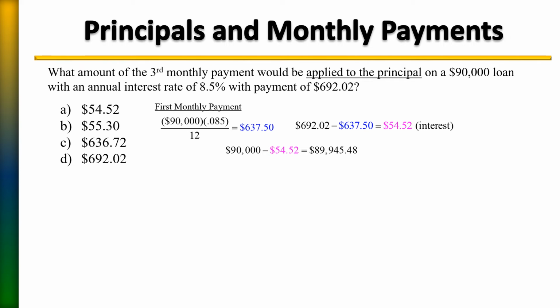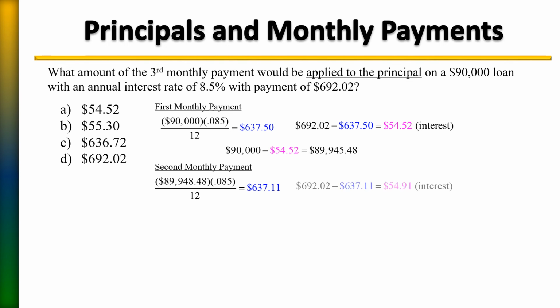So for the second payment, this is now our balance, so we're going to start from there and use that to calculate our interest. So it's going to be that amount times 0.085 divided by 12, and that gives us $637.11. Now subtract that from your payment. That gives us $54.91. So now we're going to subtract that amount from the balance, which gives us again a new balance.